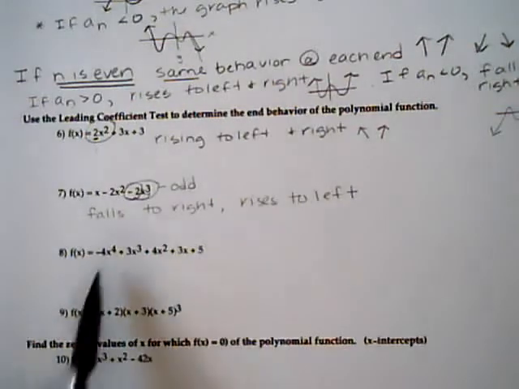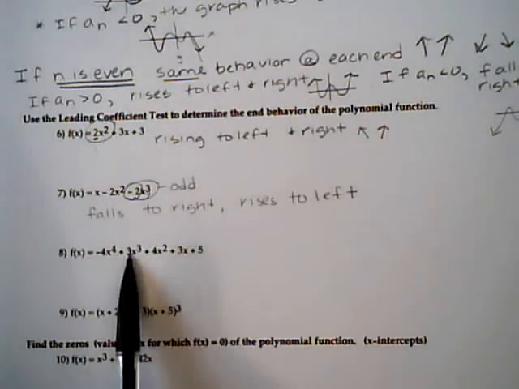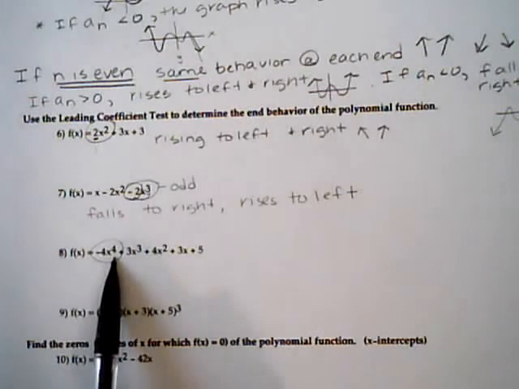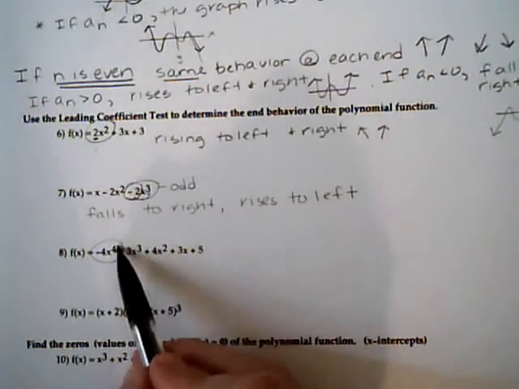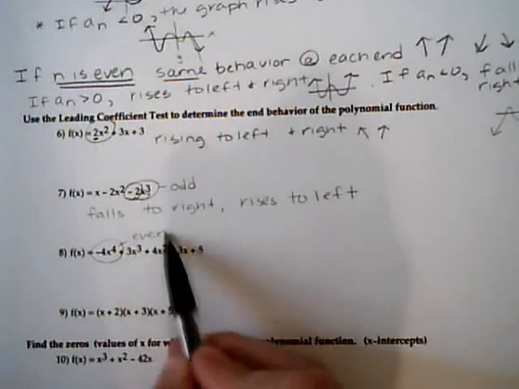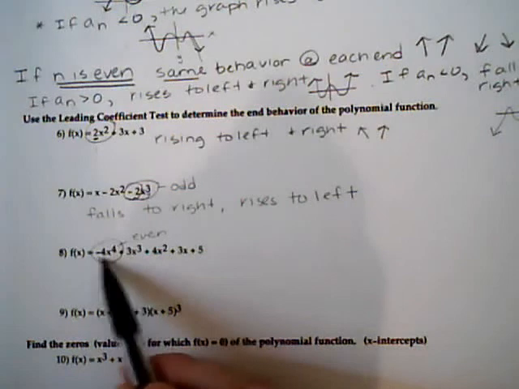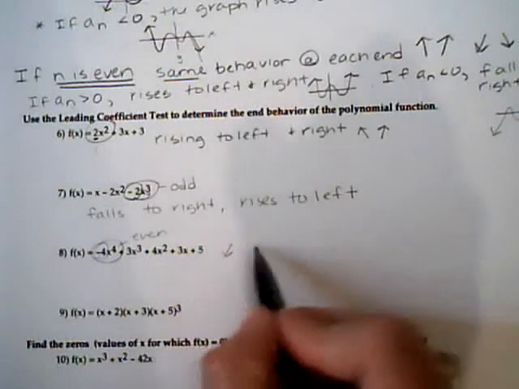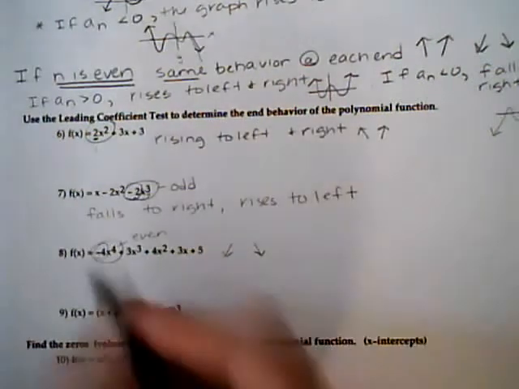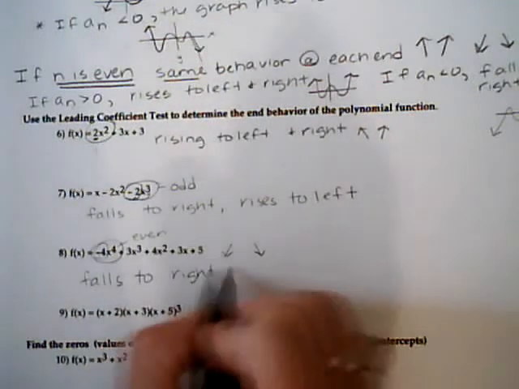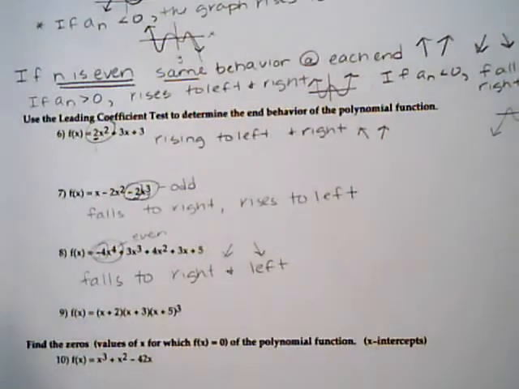Number 8, f of x equals negative 4x to the 4th plus 3x cubed plus 4x squared plus 3x plus 5. My leading coefficient is the negative 4x to the 4th. Okay, because my exponent is even, this means I'll have the same behavior at each end. Because the leading coefficient is a negative 4, that means that the behavior will be both falling. So we would say falls to the right and falls to the left.